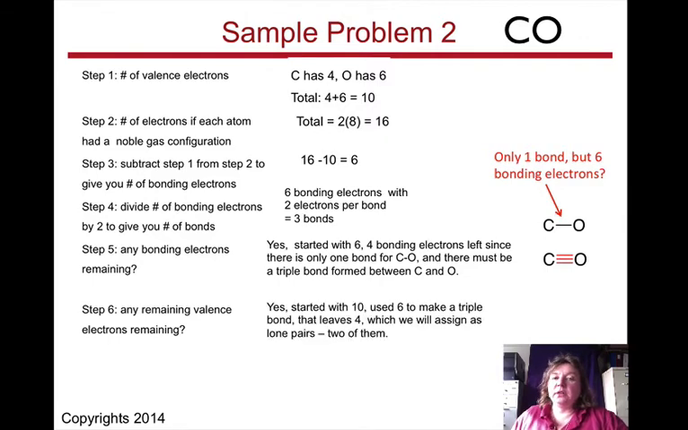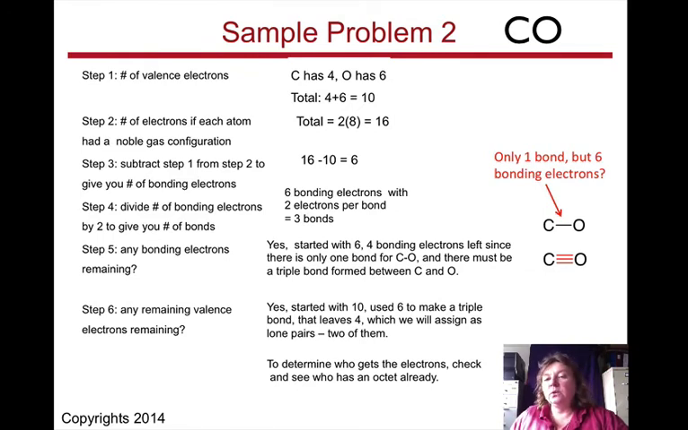The valence electrons. So we used up 6 in bonding, and we started with 10, so that means there's 4 left over. So we shall have to put lone pairs. To determine who gets the electrons, check to see who has an octet already. Looking at carbon, carbon has 6, oxygen has 6. We have 2 sets of lone pairs. Now we can put a lone pair on carbon and a lone pair on oxygen, and there is our structure.